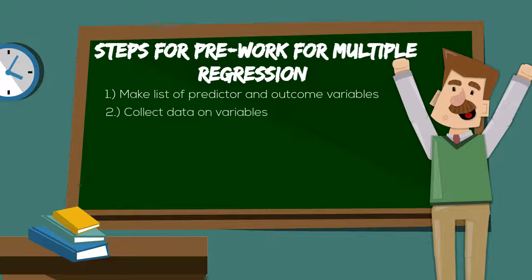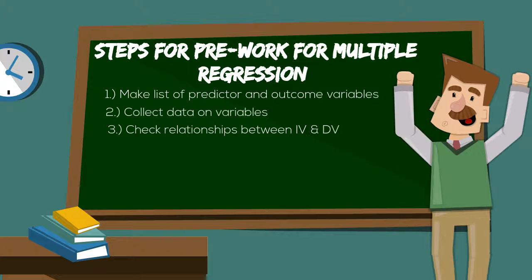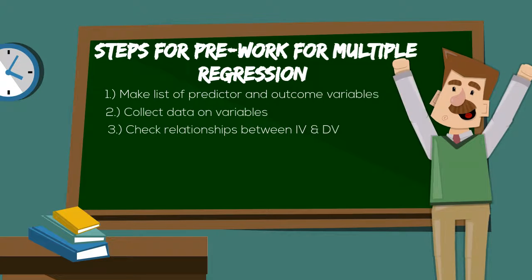Your second would be collect data on the variables. Again, this seems kind of straightforward. You've got your variables, go out and get your data. Step 3 is check the relationships between IV, independent variables, and DV, dependent variables. Or again, independent predictor variables and outcome variable. You want to do this because, again, if you've got like 3 or 4 predictor variables, you want to see, again, if overfitting is the problem. So you want to, again, check each relationship to the outcome variable.